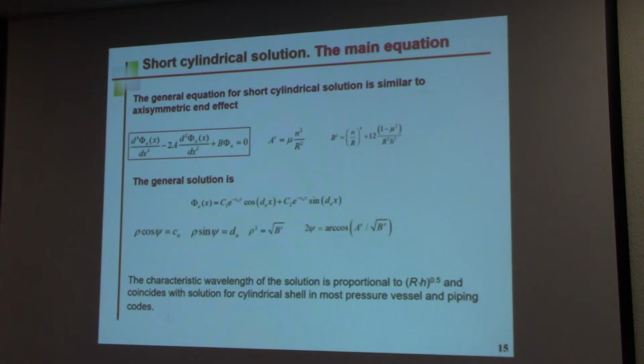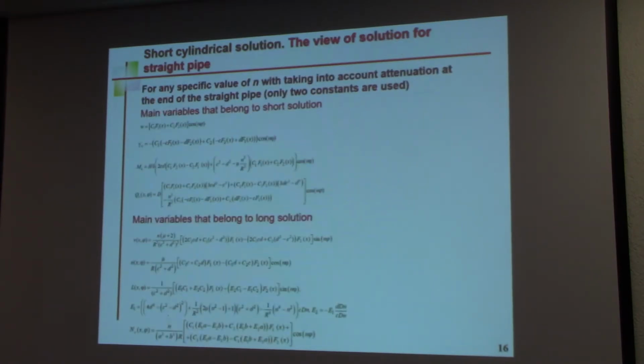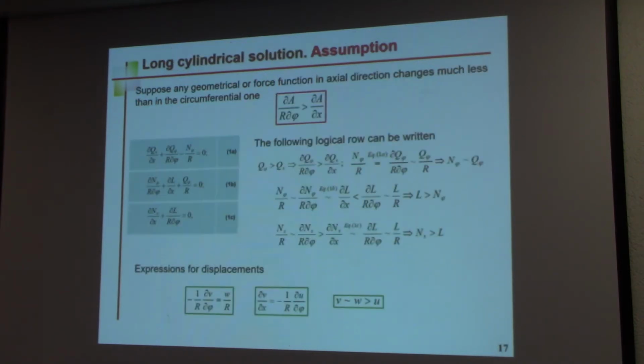Here is the general solution of these equations. We have neglected the rising terms, keeping only decaying terms. So this solution is quite common to the equation for the axisymmetrical end effect. And here is the explicit form of our main variables, which we will need in our further analysis.